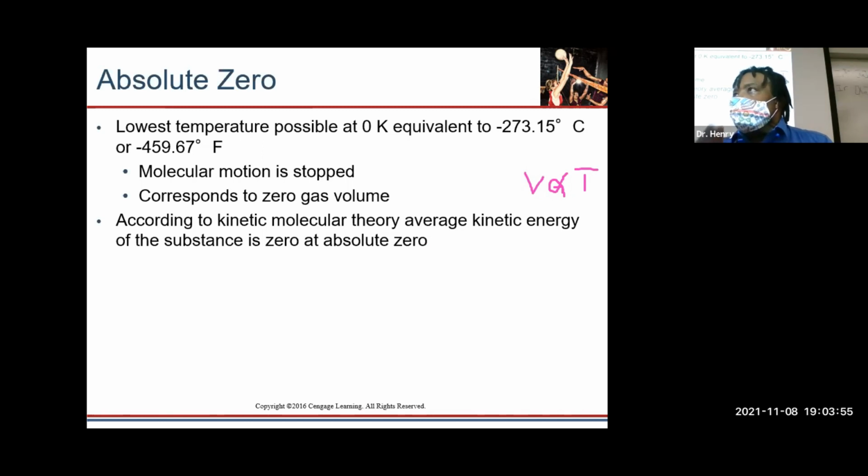Okay, so absolute zero is where molecules completely stop moving. That's also including gases. Everything stops moving at absolute zero, 0 Kelvin, which happens to be negative 273.15 degrees Celsius or negative 459.69 degrees Fahrenheit.